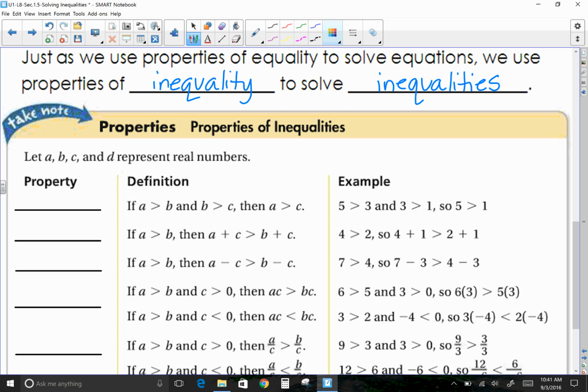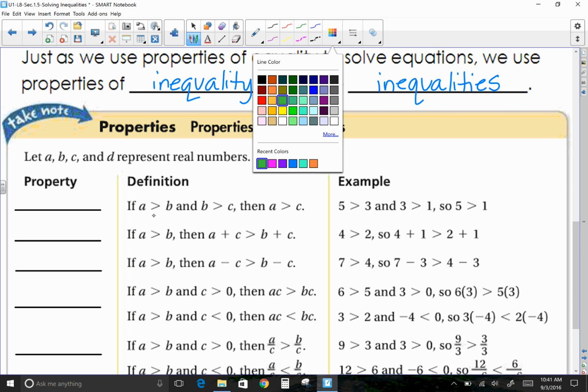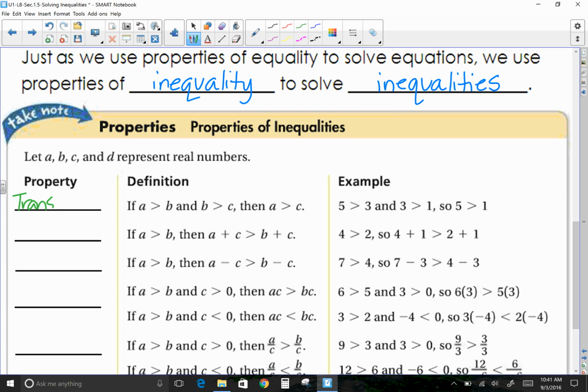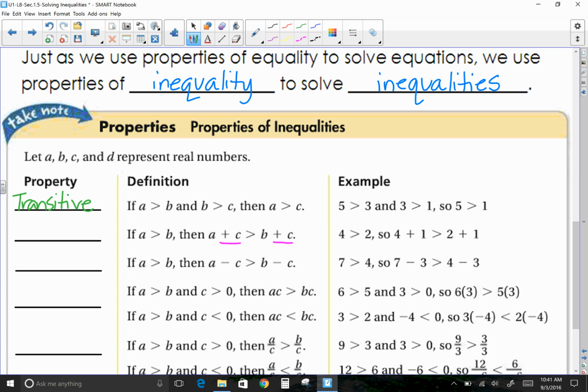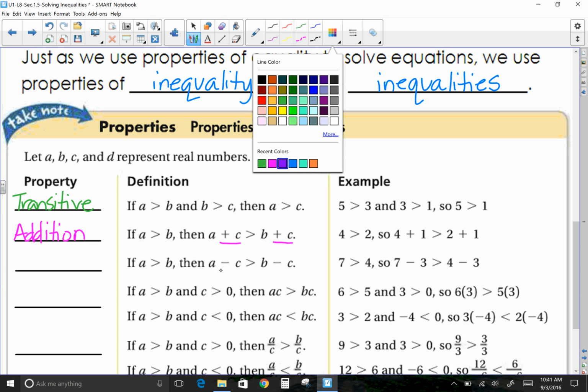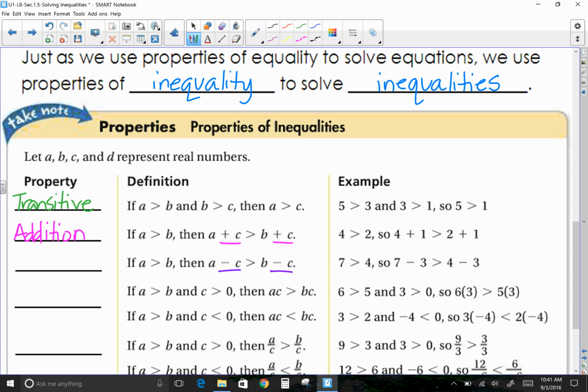So let's go through. The first one that we have, if A is greater than B and B is greater than C, then I know that A is greater than C. And I hope you were all jumping at the chance to say that is the transitive property. Then we have, if A is greater than B, then A plus C is greater than B plus C. So what we did is we added C to both sides of our inequality, and nothing changes, everything is the same. So this is the addition property of inequality. Next, if A is greater than B, then A minus C is greater than B minus C. And that, of course, is subtraction.